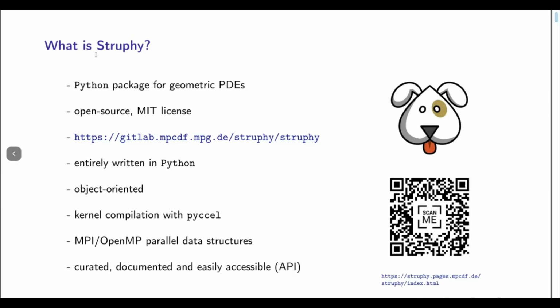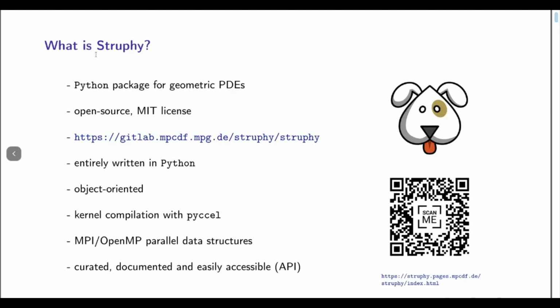So you can access the code, you can fork the code, you can download the code, you can install Struphy. However, if you want to contribute, you still need to ask a Max Planck employee for an account on this GitLab. So you should write an email to me in case you want to contribute. But that's another thing. Other than that, it's completely open. The code is entirely written in Python.